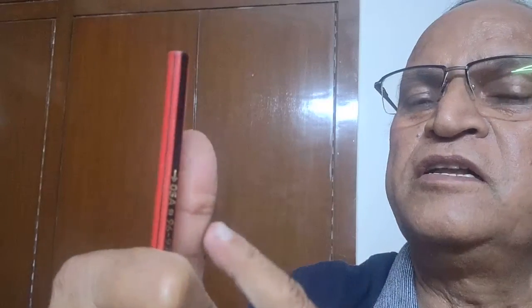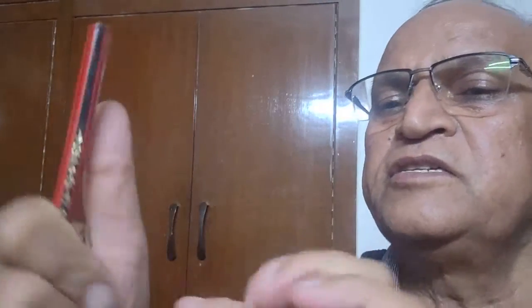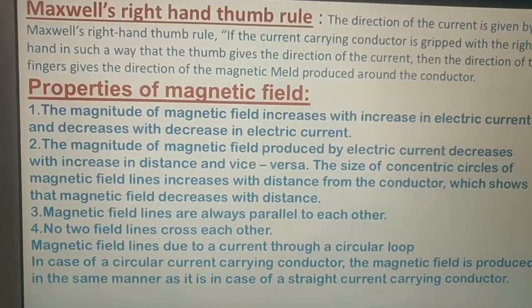Here I am holding this pencil. The direction of my thumb is the direction of current passing through this pencil as a wire. And then it will be the right hand thumb rule. These fingers, where they are pointing, will show the magnetic field.